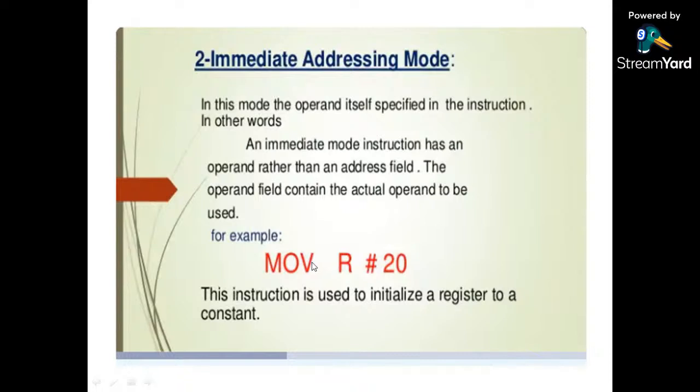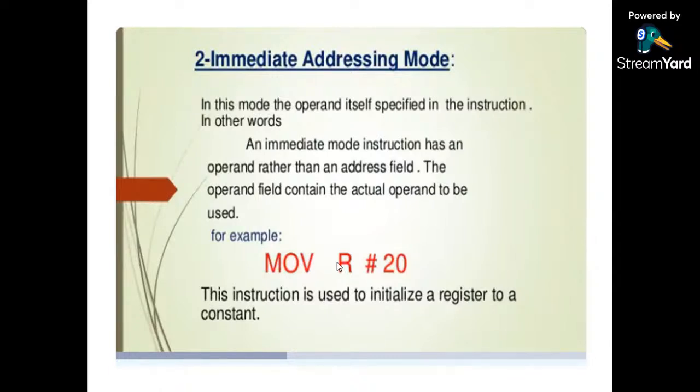The value which needs to be operated upon will be given specifically in the instruction. Just like here, hash 20 is given in the instruction. So this is the particular value. We do not need to go to any register or any particular memory location to find which value needs to be transferred to r. It is specifically mentioned here that you need to initialize the register r with a constant value 20.